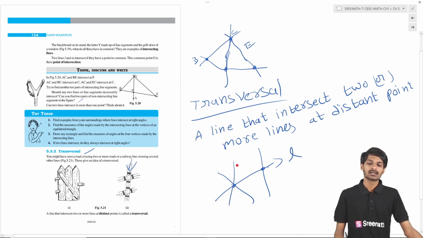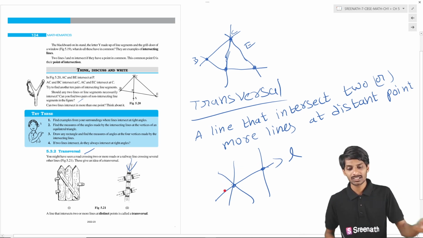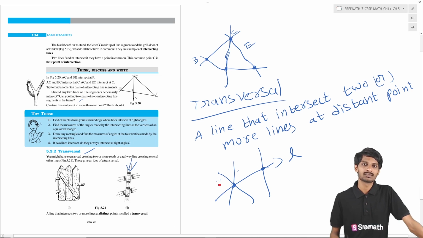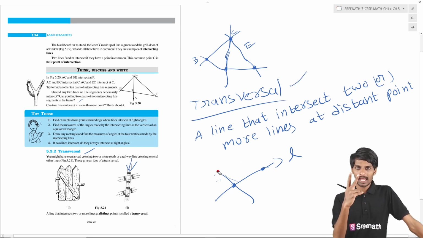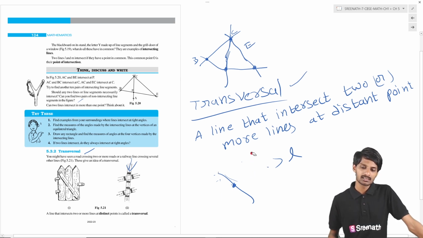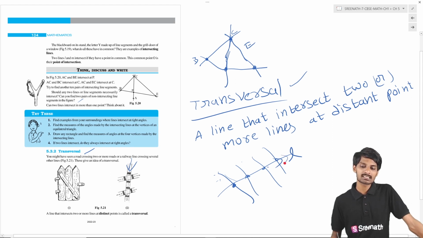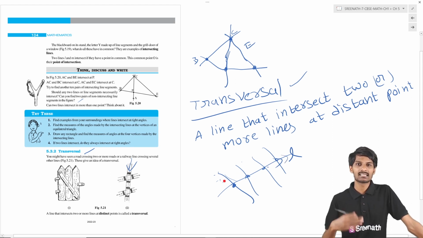So if it intersects 3 lines, here it has intersected 3 lines, but it has intersected 2 of these lines at the same point. Suppose this is a line intersecting 2 lines, but at only 1 point, then is it a transversal? No, not at all. So what is the condition for a transversal line? It must intersect 2 or more lines at different points, like that. So we will get distinct points. It must not intersect at the same point. It is not possible. So we call this line a transversal, which intersects 2 or more lines at different points.